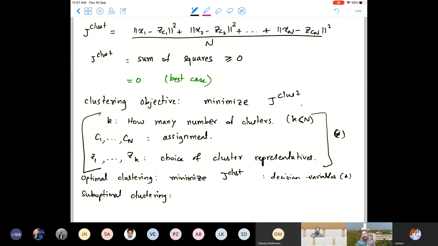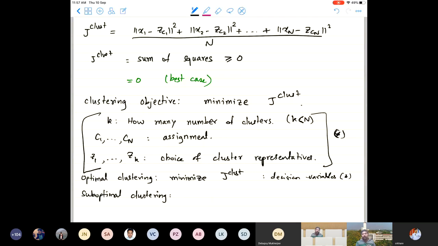So these are the three variables, the three things that you can vary. For each different value of K, C1 through Cn and Z1 through Zk, you will get a different value of J_clust. These variables are called decision variables, and J_clust is called the cost function. What you want to do is find the minimum value of the cost function by varying these decision variables. That's a typical optimization problem.